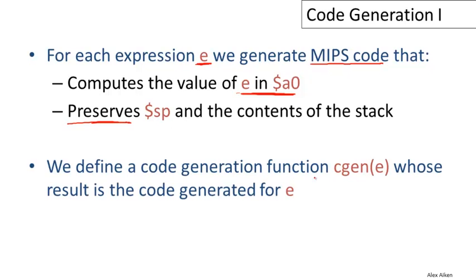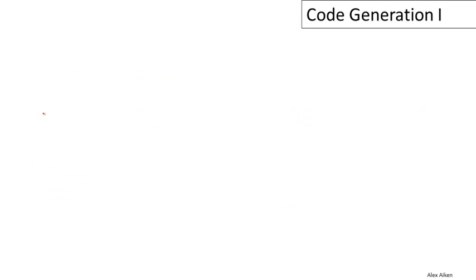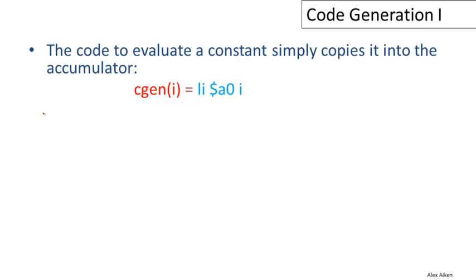And we're going to write a code generation function, cgen of e, that produces code. So cgen of e is something that produces a program. It produces code that will accomplish these two things. Now our code generation function is just going to work by cases. And to begin with, let's focus on the expressions. We're going to have a certain kind of code that's generated for each kind of expression in the language.